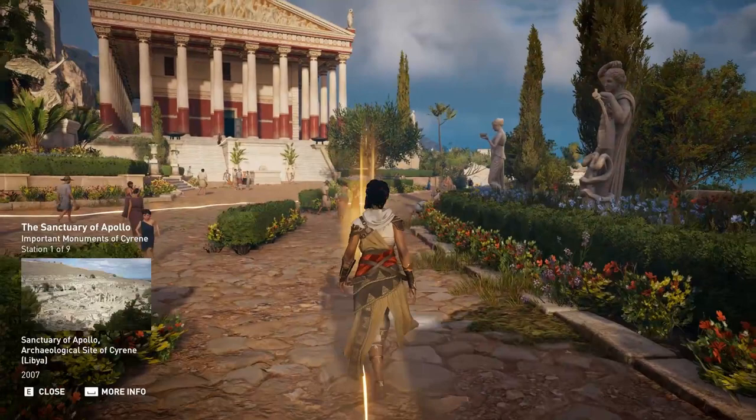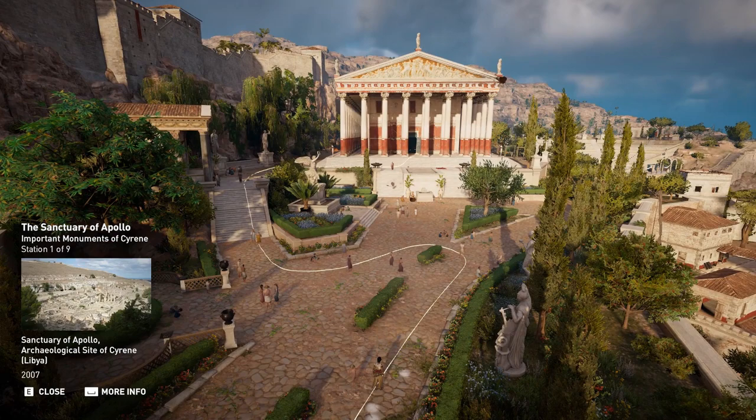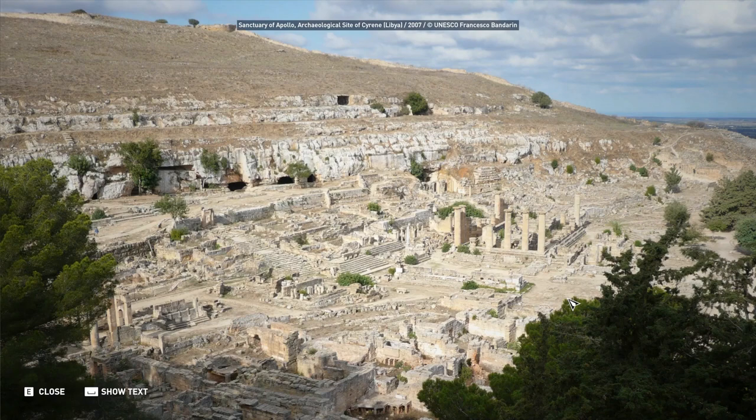The Sanctuary of Apollo sits on a prominent edge of the plateau of Cyrene, overlooking the Mediterranean Sea. It could be accessed either by the road from Apollonia, via the necropolis, or by the Sacred Way, coming from the agora of the city.